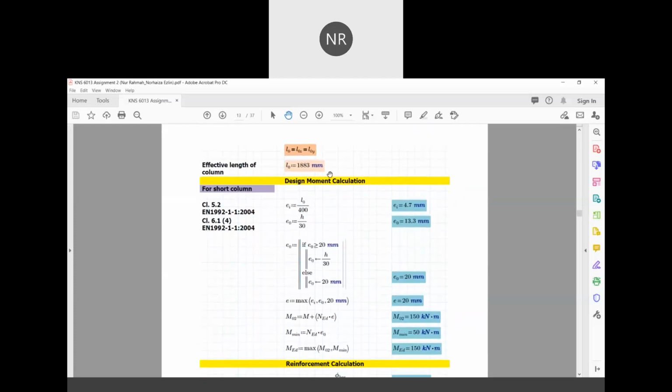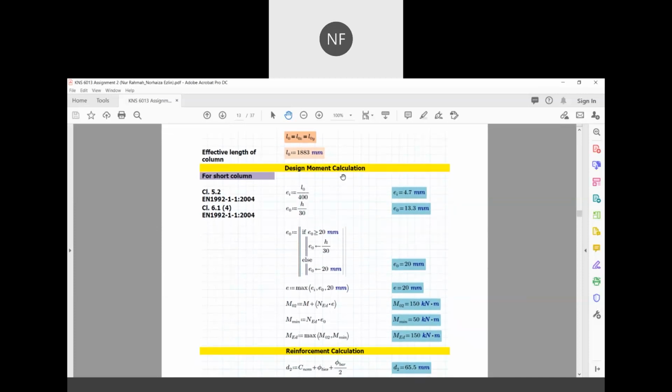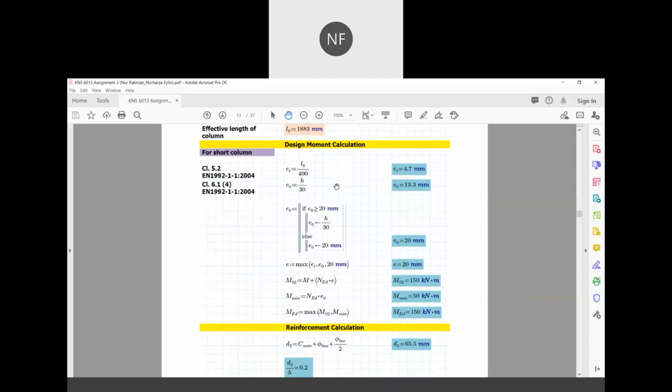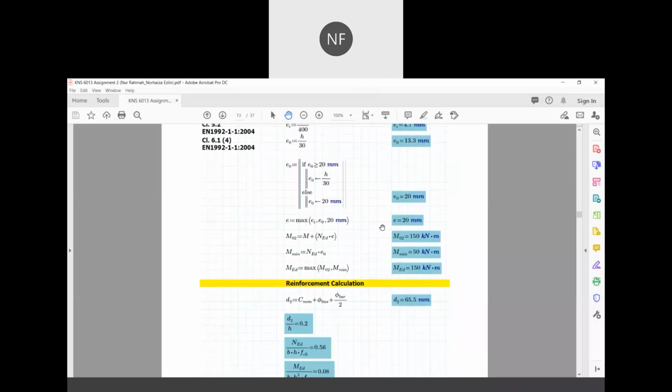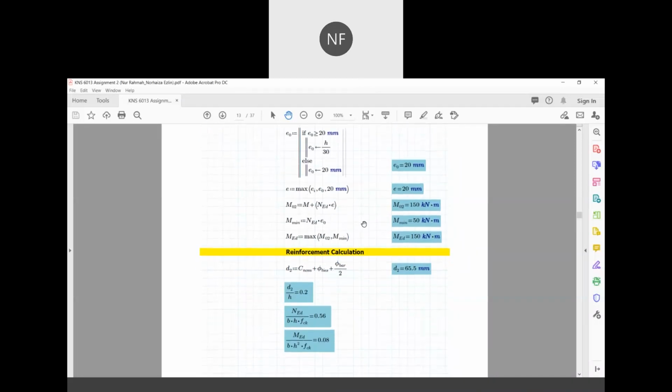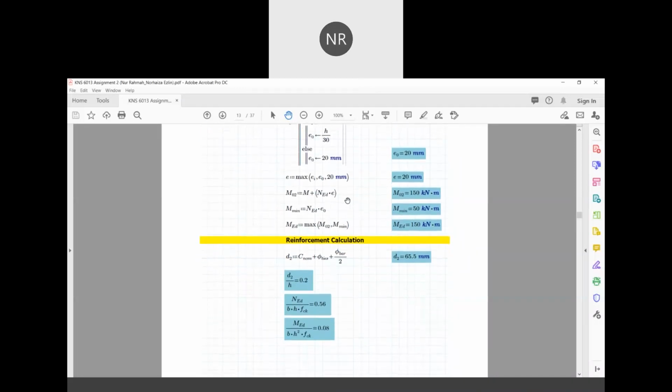So after we determine both the clear height and effective length of column, we are going to determine the design moment. We first calculate the eccentricity, where these are the conditions: eccentricity is equal to L naught divided by 400, or h divided by 30, or equal to 20 mm. The 20 mm we obtain from the Eurocode 2, and based on this we choose the maximum number between those three. So 20 mm is the maximum number for the eccentricity.